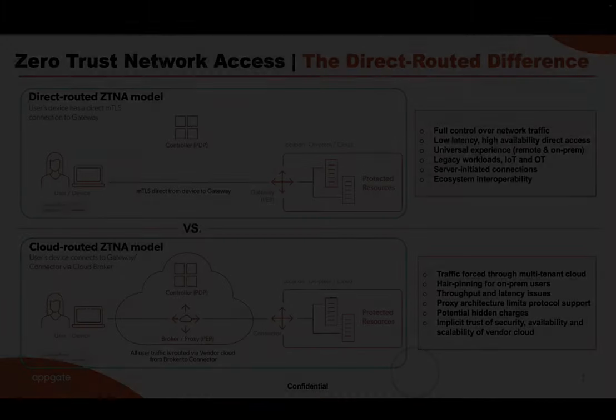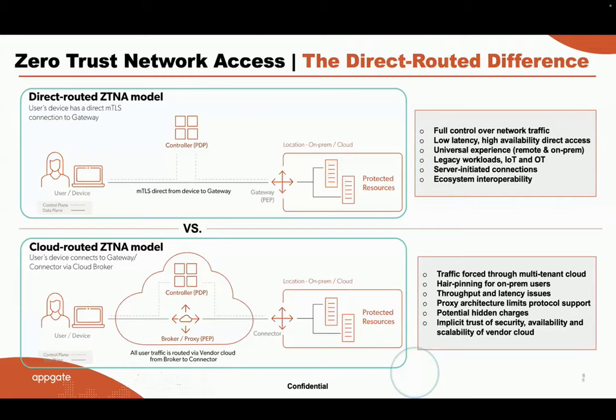So with the cloud routed model, which is essentially almost all of the other vendors in the ZTNA space that exist today, there are a number of significant challenges with that model. First and foremost, because you're artificially routing traffic over someone else's network that traffic would not otherwise need to traverse in the pathway to reach your private resources, you're artificially adding hops to that traffic, which means you're going to see an increase in latency.